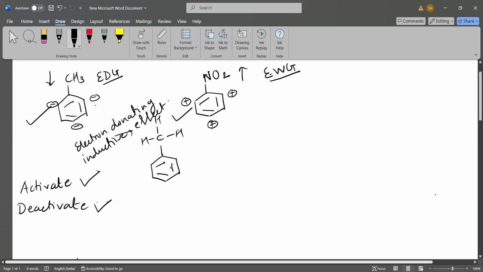Now what happens? This hydrogen, as it is in hyperconjugation, will form a double bond between the carbon and the carbon of the ring, correct? And because of that, this double bond will shift over here. You will get the canonical form in this way.